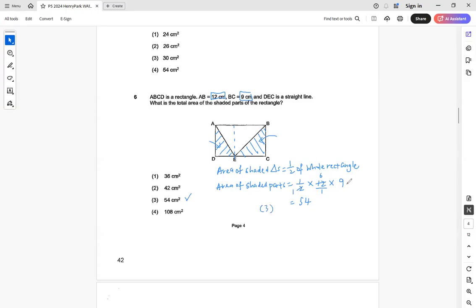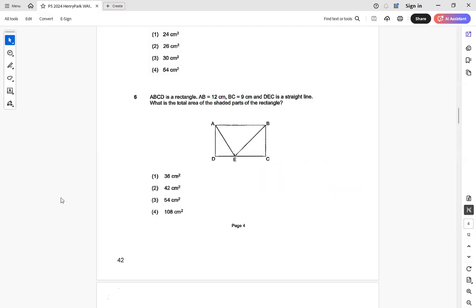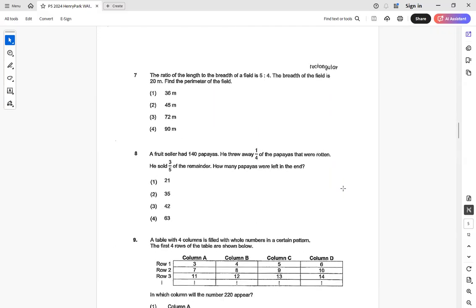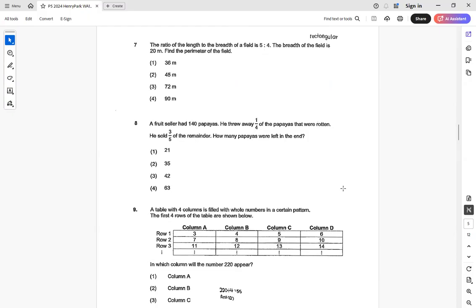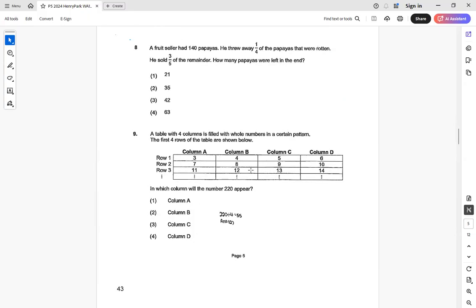So let's move on to the next question. Let's do 7 and 8 first. Sorry, question 7, we have to skip because this is a ratio question that is not in the syllabus anymore. So let's do questions 8 and 9.